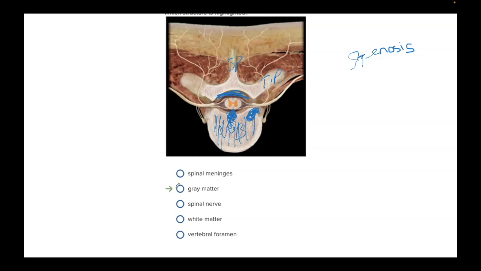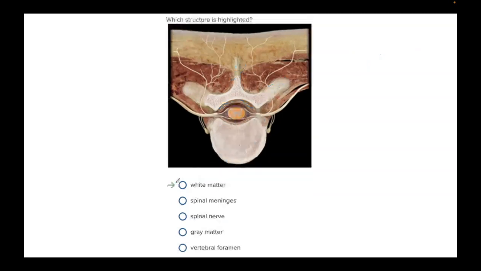So anyway, the highlighted structure in orange, that's gray matter, not myelinated. In this picture, everything on the outside is myelinated. Okay, when we come back, we'll get into the brain.